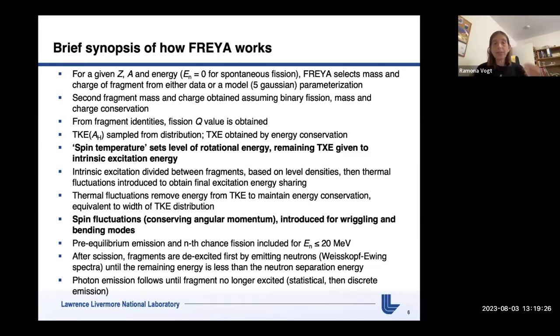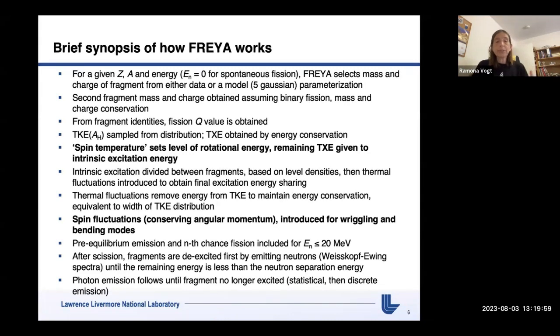And then nth chance fission just means that if the excitation energy is high enough, you could go over the neutron separation energy for the nucleus before it fissions. And then if there's still enough energy left after that first neutron is emitted, it can still fission, and that can happen several times. And that's why, if you look really closely, you might see some little dips in the neutron number emitted as you go up in energy.